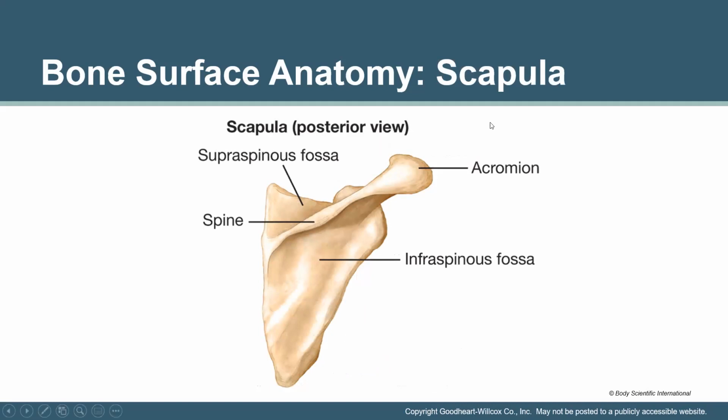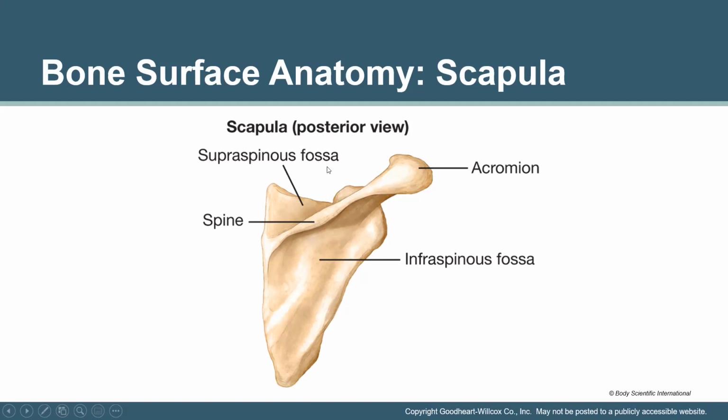So we are also looking at this from the posterior view. Okay, in this slide, this is someone's right shoulder or right shoulder blade. So some markings we're going to see on the scapula. Here we have something called a supraspinous fossa.